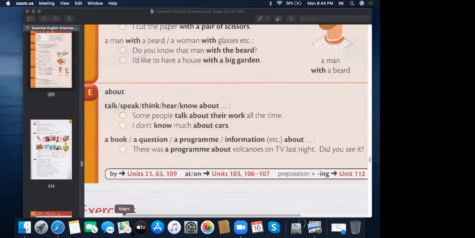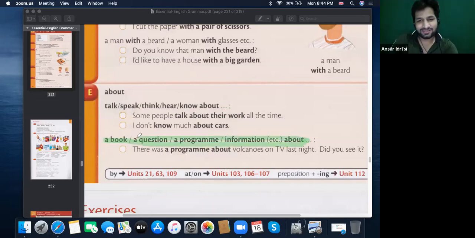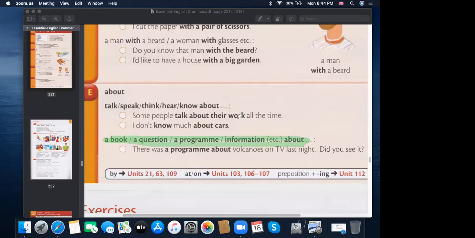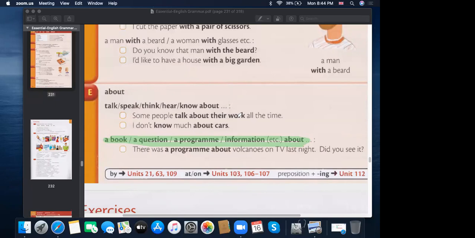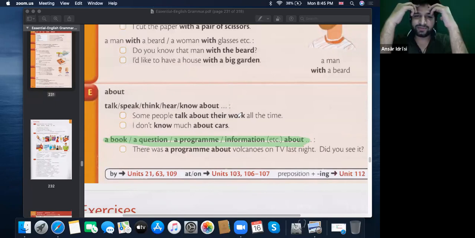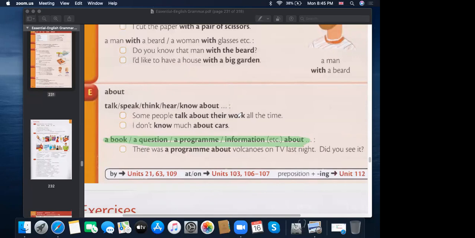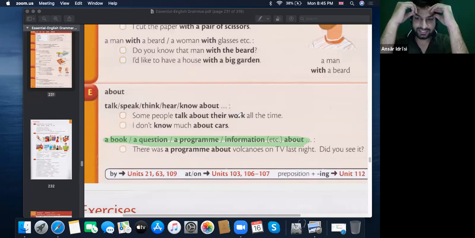There is nothing to worry about. Next. I want information about that book. Correct. A book about Indian history. Correct. I have a book about Indian history. Knowledge about it. Correct. Speak up. There is a programming language about Java. Correct. I have a question about COVID-19. Any question?